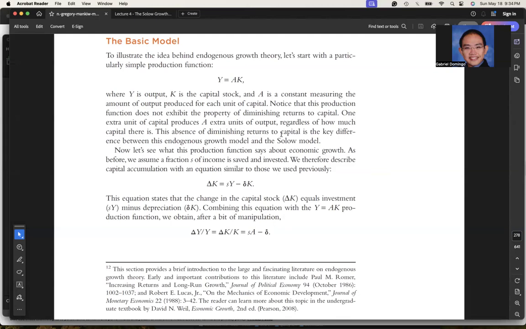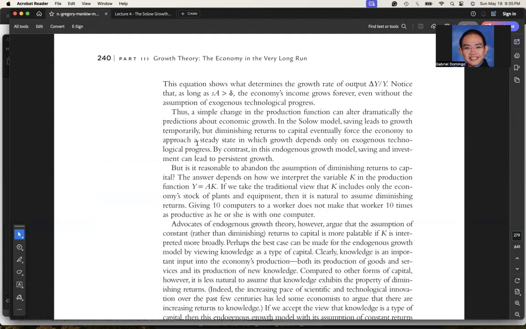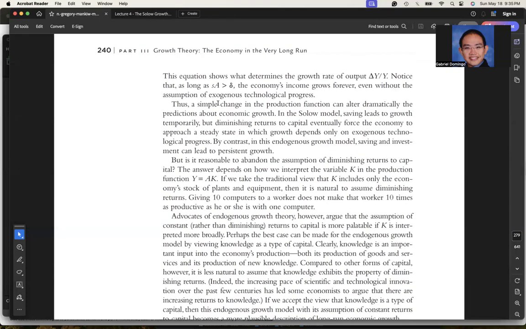And this absence of diminishing returns to capital is the key difference between the endogenous growth model and the Solow growth model. So this simple change in the production function can alter dramatically your predictions about economic growth. In the Solow model, saving leads to growth temporarily, but diminishing returns eventually force the economy to approach a steady state. By contrast, in an endogenous growth model, saving and investment can lead to persistent growth in output per worker, even in output per effective worker.